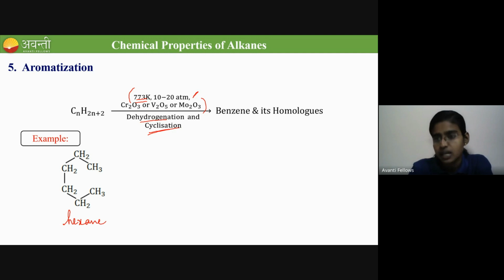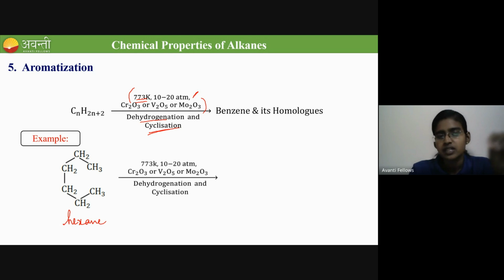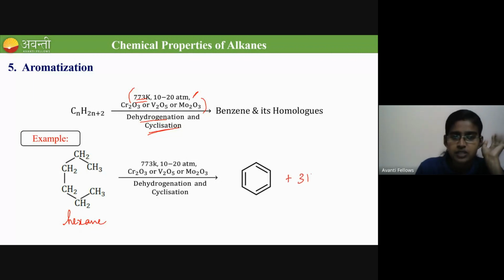It contains 6 carbon. So what you do? Take this alkane and put it in 773 Kelvin and 10 to 20 atmospheric pressure, or give this pressure and temperature, and use one of these catalysts. So the 6 carbon containing alkane is now going to form a 6 carbon containing benzene. The 3 moles of hydrogen will go out. That's why it is called a dehydrogenation reaction. Got it?